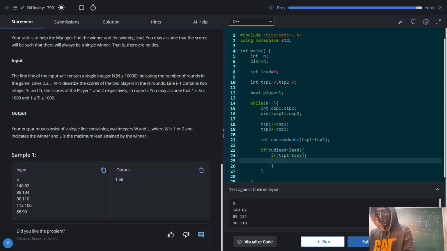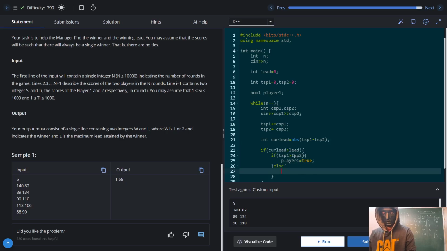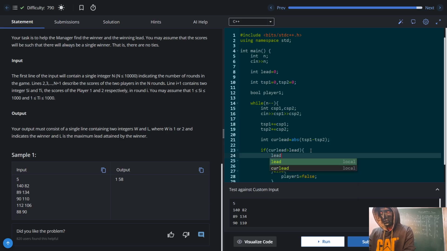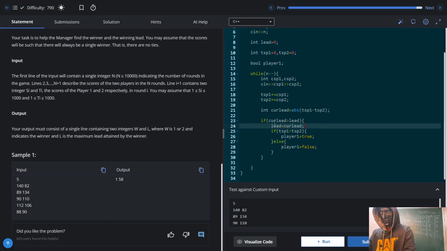And when I come to this position wherein current lead is greater than the previous lead, we'll have to check which player has more score in the present round. So in the present round total score of player 1 is greater, which means player 1 is leading the game. So player 1 I'll put it as true. Else we know player 2 will be having more score, which means player 1 is not leading the game. I'll be putting it as false. But we need to update the lead as well, right? So since your current lead is greater than the previous lead, you'll have to update the previous lead with the current lead. So yeah, this will take care.